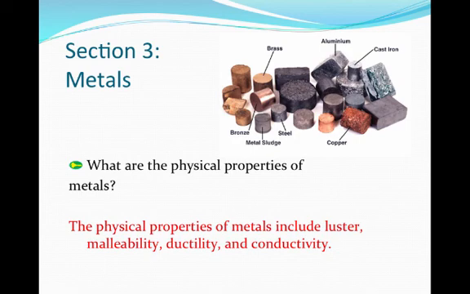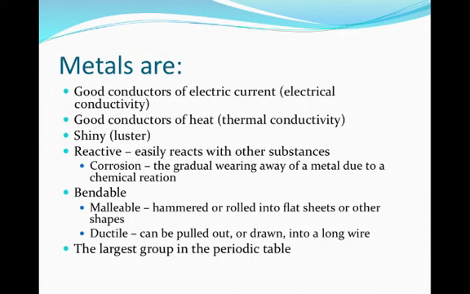First type is the metals, and we should talk about the physical properties of metals, which include luster, malleability, ductility, and conductivity. So what does all that mean? That means metals are good conductors of electrical current and heat. The luster is how shiny it is. They're usually pretty shiny. Reactive. They react pretty easily with other substances.